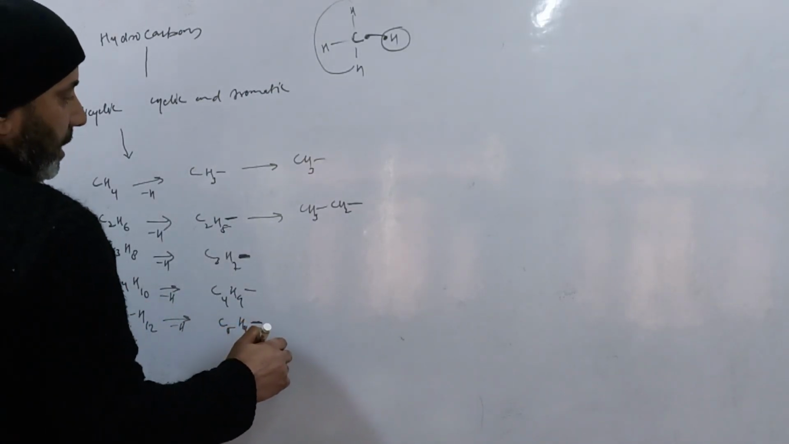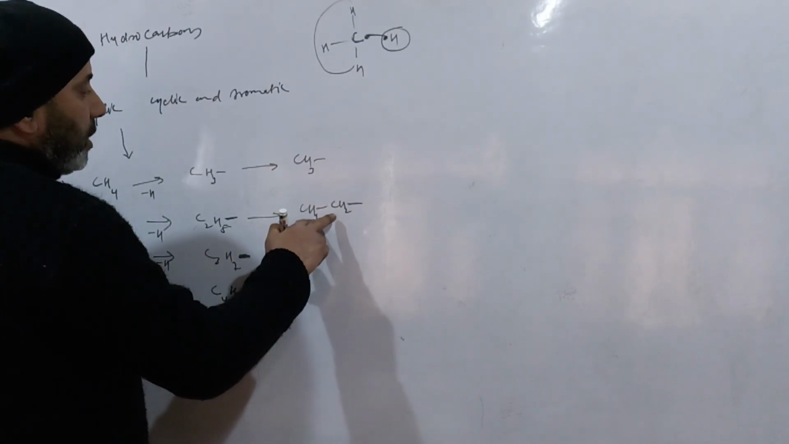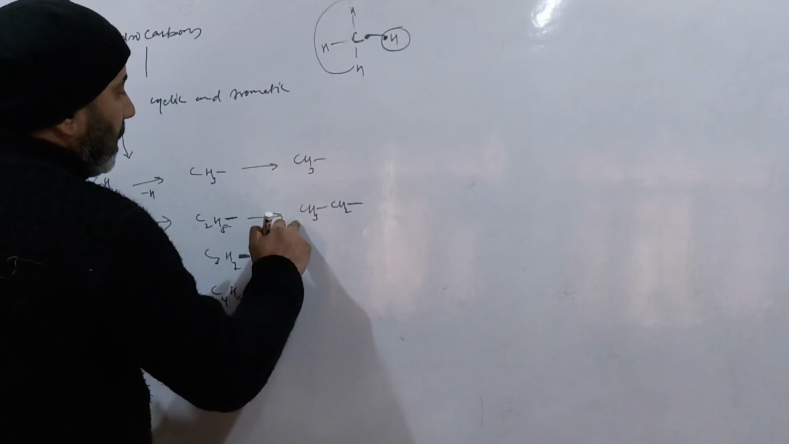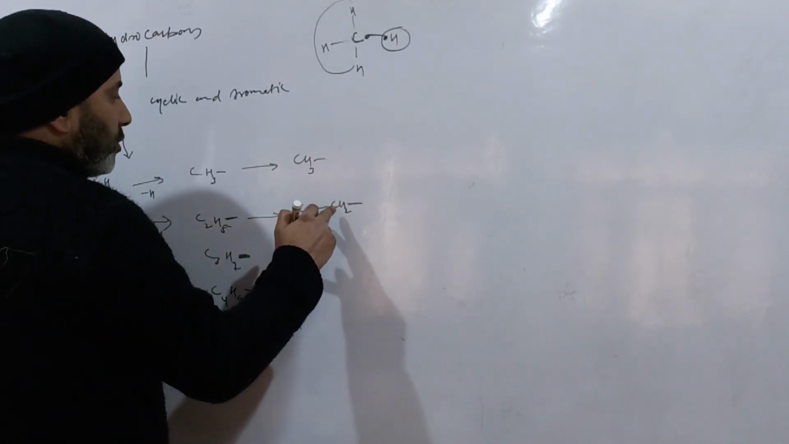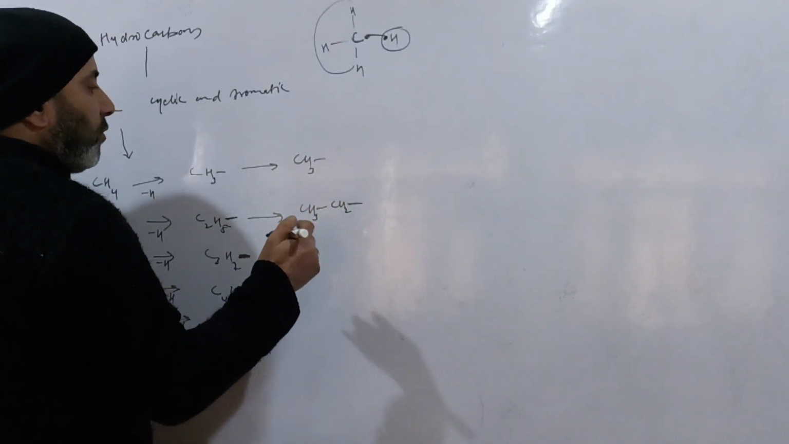You shouldn't get hindered here. Why do we detach a hydrogen atom from this carbon atom and not this one? Whether we detach the hydrogen atom from this carbon or this carbon atom, the molecular formula will become the same.